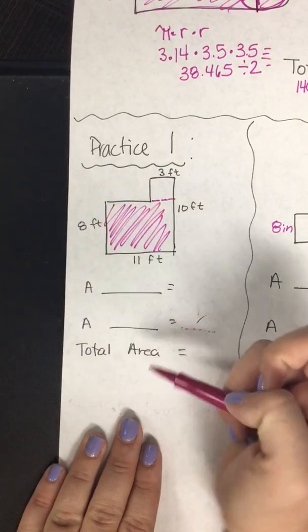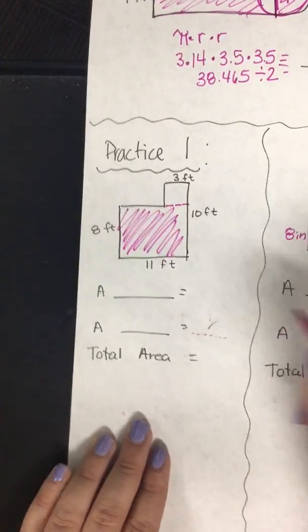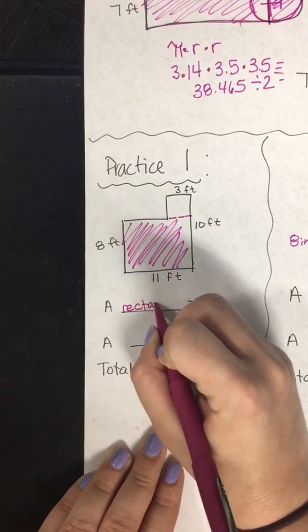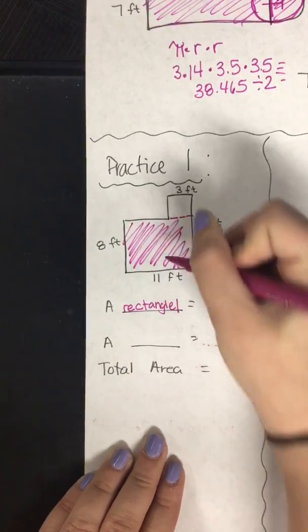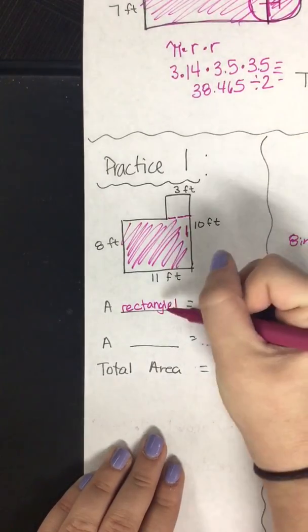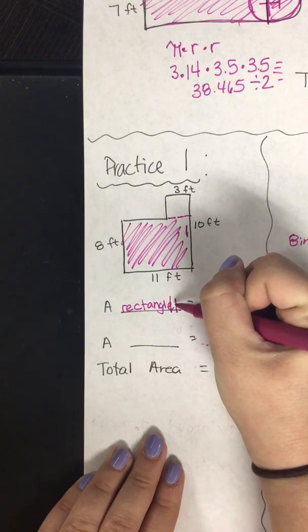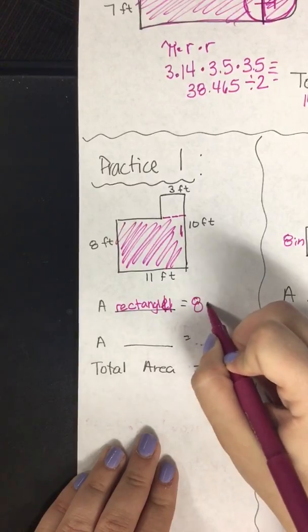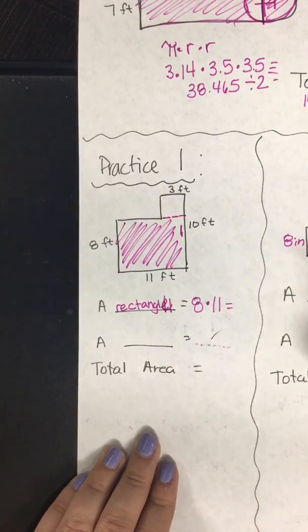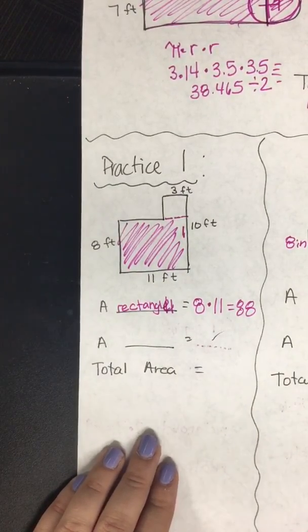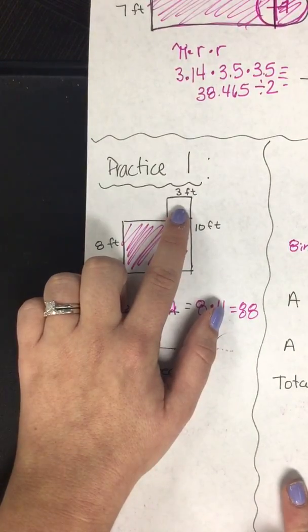has a length and a width of 8 and 11 feet. Okay, so we're going to find the area of rectangle 1, which in this case, I chose this one. It doesn't really matter. Oh, if I can spell rectangle, that might help though. Oh no, I wrote rectangle 1. All right, so we're going to do 8 times 11 to get an area of 88. Okay? Up here, we don't know.